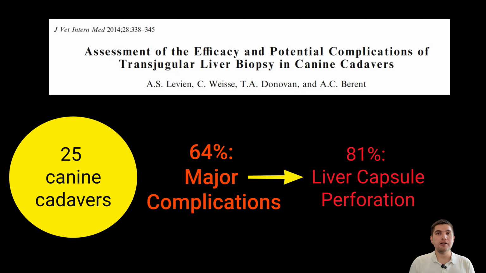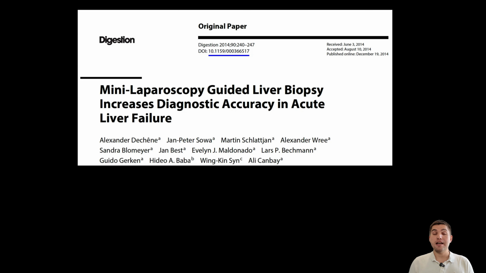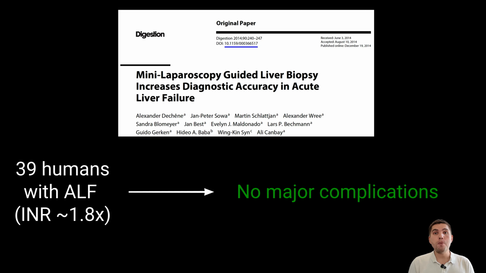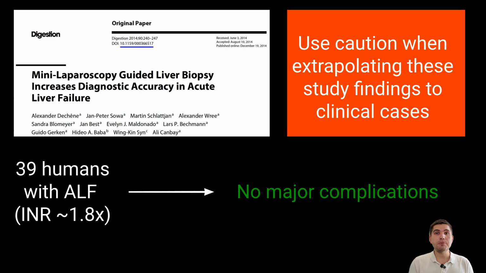So if transjugular biopsy isn't safe in dogs, what options do we have left? Another option is a mini laparotomy with biopsy. A 2014 human study by Deschênes et al. looked at 39 patients with ALF and high INRs who underwent mini-lap biopsies, and they found no major complications with this approach. That said, the patients in that study had mean INR values approximately 1.8 times above the reference limit. So you need to be cautious when applying those findings to the patient in front of you.